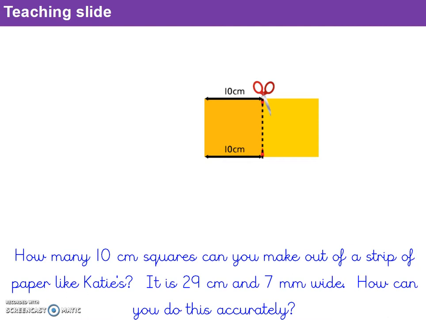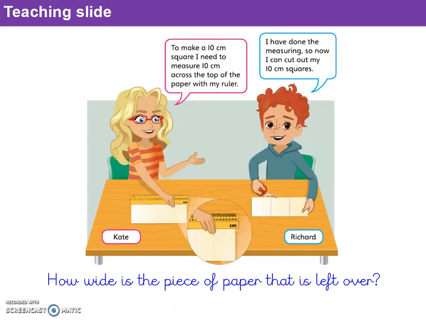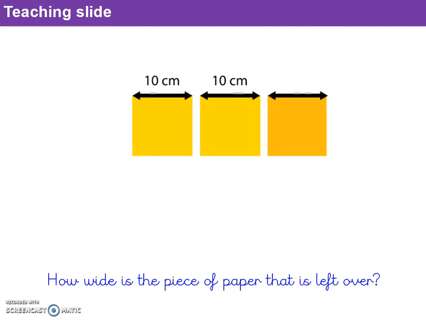Now we can move on to question 1b, which is to work out how wide is the piece of paper that's left over. So we know that we've made two squares that are 10 centimeters and we have some paper left over. So in here we can see 10 centimeter square, 10 centimeter square and some paper. And if we're thinking about this as a number line, well, 10, 20, and I need to go to 29 centimeters and 7 millimeters, which means there's 9 centimeters and 7 millimeters left.